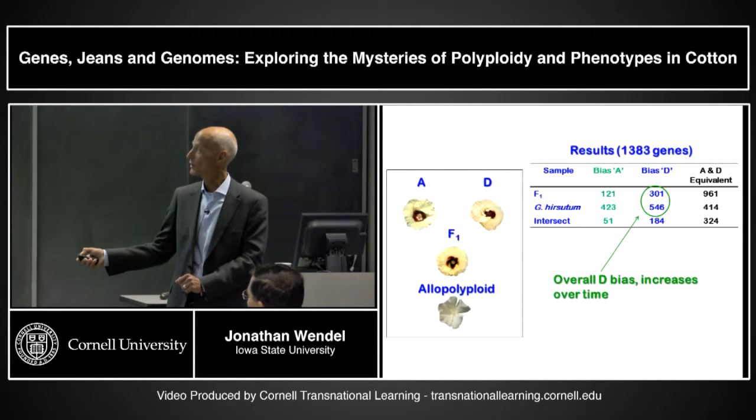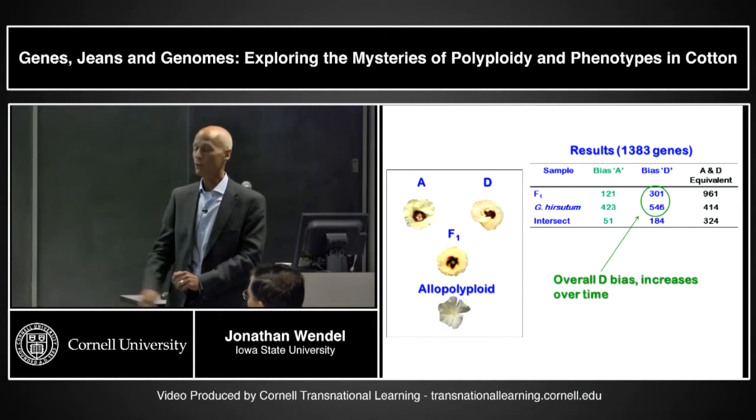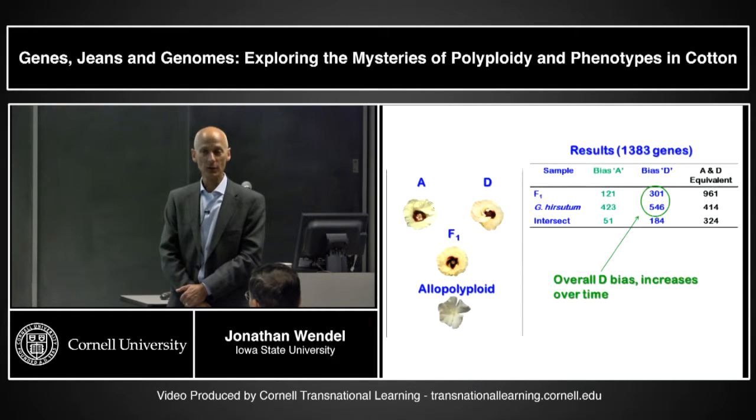By the time you're one or two million years old, the overall level of bias has gone up. The use of the two genomes is more symmetrical. That seems to be a general rule. There's this temporal partitioning in the evolution of gene expression, and the two genomes learn to get along.